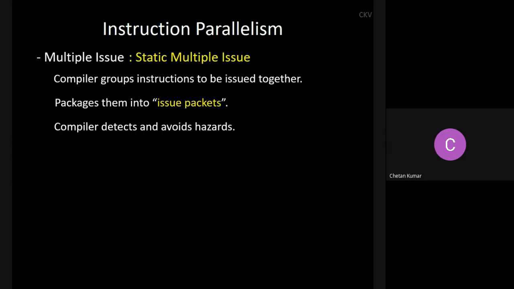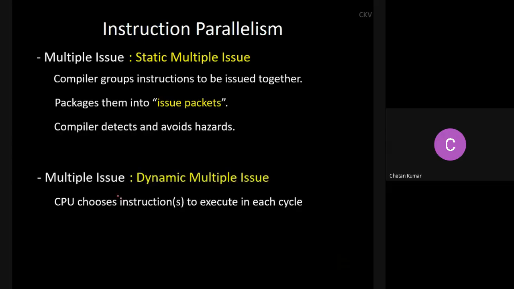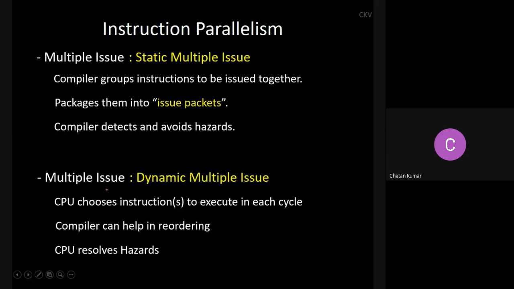And then you have your dynamic multiple issue, where the CPU chooses the instructions that are to be executed, and the compiler might still help in reordering instructions so as to reduce the effort to be done at the processor level. But the work done at the compiler is minimum. The majority of the work will be done at the CPU level. The CPU itself will resolve the hazards and decide what instructions to execute and so on.